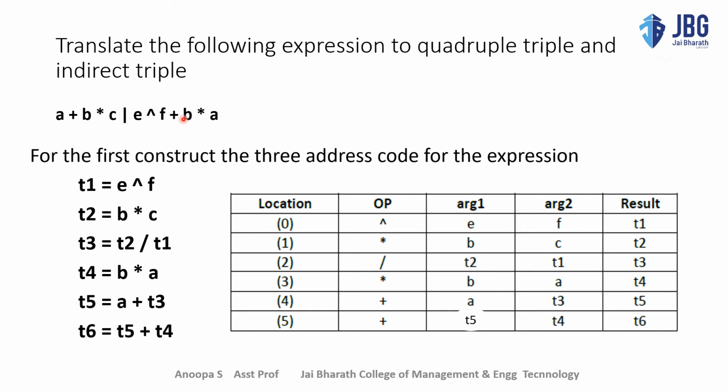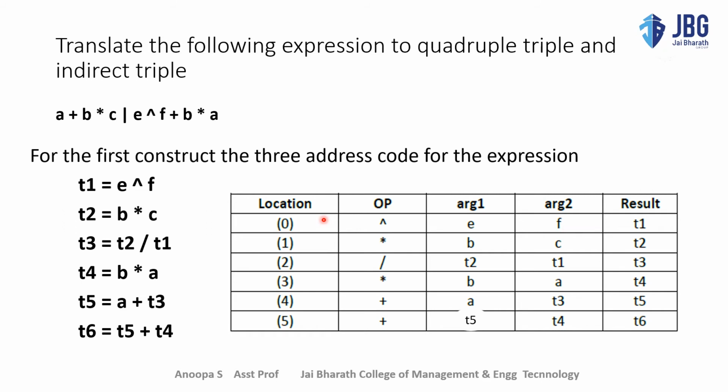So next I have to perform this multiplication, so t4 = b * a. Then everything is to be added, so t5 = a + t3, and t6 = t5 + t4. So this is the table for representing in quadruple. There are four fields: operator, argument 1, argument 2, and result. And this is a location we have to use in the coming types. Okay, for triple and indirect triple we will use this location. That is why I have included it in this also.